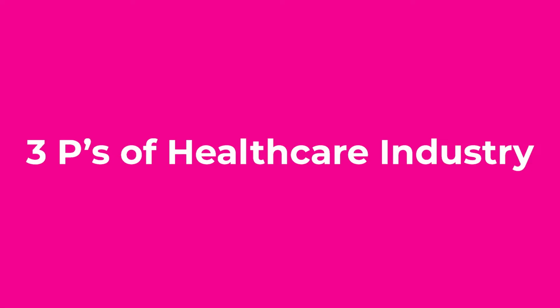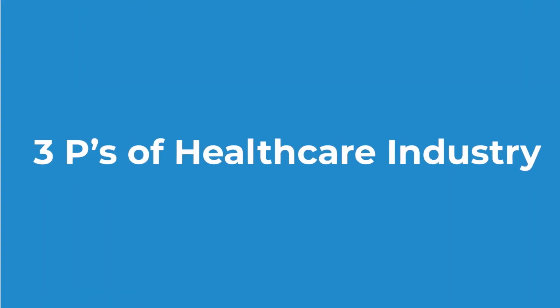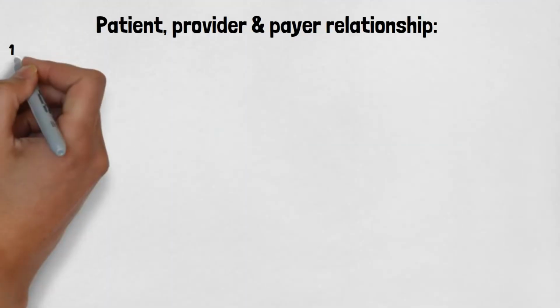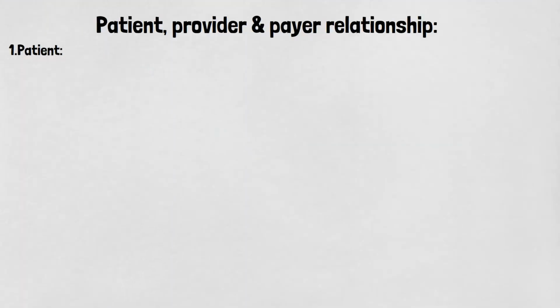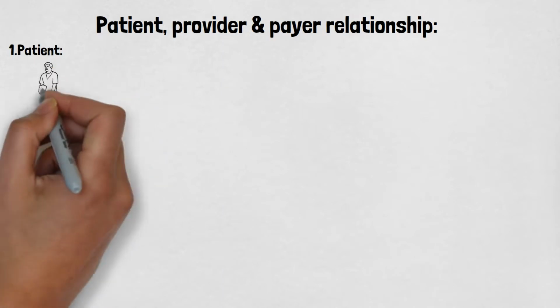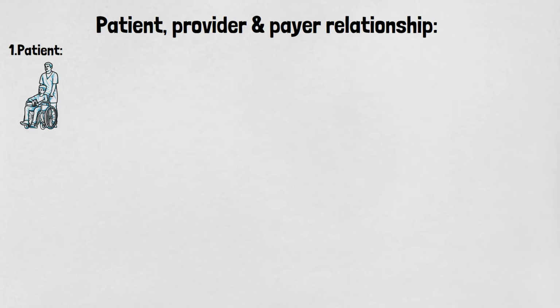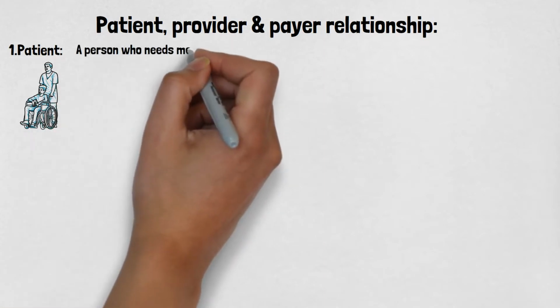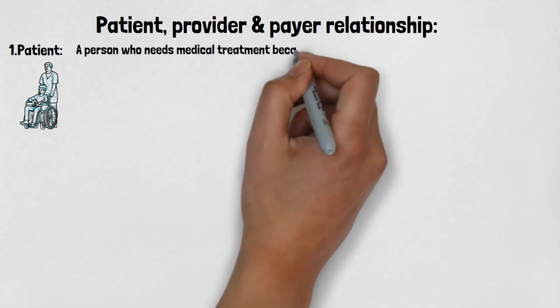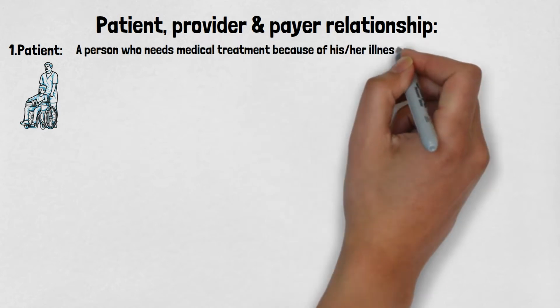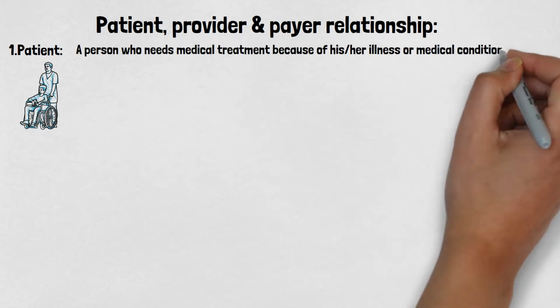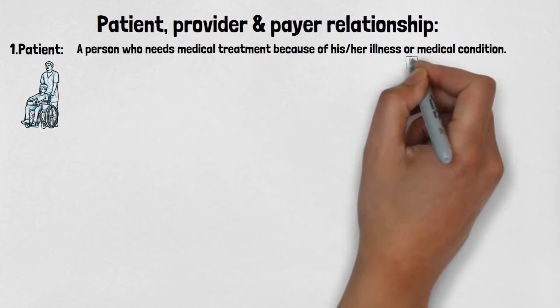Discuss about patient, provider, and payer relationship. The US medical billing process revolves around three main entities. The first one is the patient. A person who needs medical treatment because of his or her illness or medical condition is known as a patient.